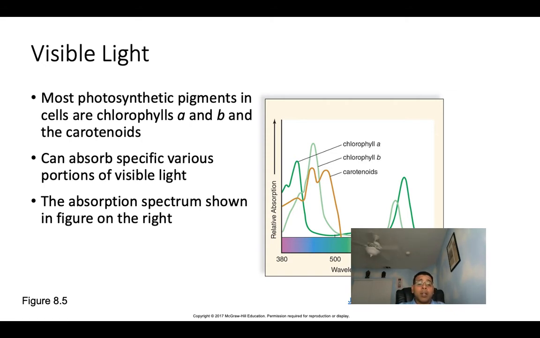You can see yellow and orange carotenoids are able to absorb light in the violet, blue, green range. These pigments become noticeable in the fall when chlorophyll breaks down and other pigments are uncovered. Photosynthesis begins when the pigments within the thylakoid membrane absorb solar energy. Let's move to our light reactions.